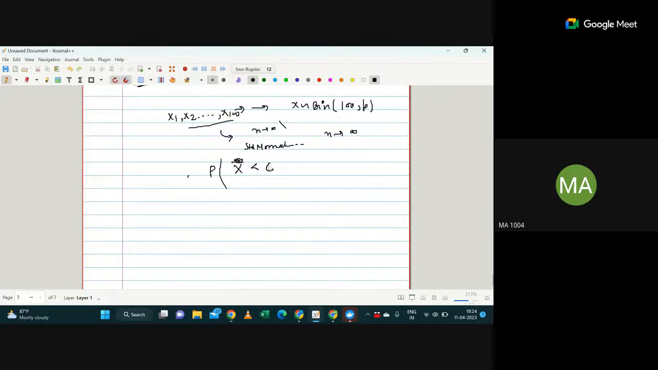Let's say x bar is less than some constant. In case of CLT, it will be normal with mean mu and variance sigma square. So what will be the mean of binomial? np, so it will be 100 times p. And what is the variance in case of binomial? npq, right? So it will be 100p(1 minus p).